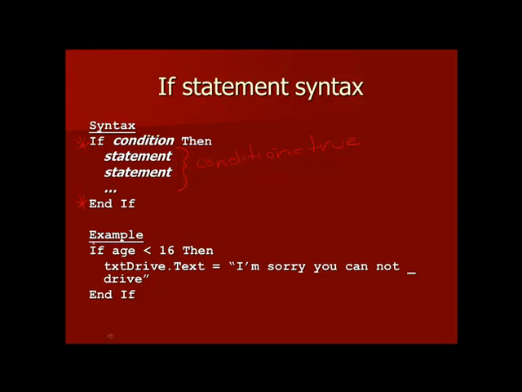There's the keyword if to open up our if statement. Age is less than 16, so it checks to see if the variable age is less than 16. If it is, then it will go right into our statement here, which is txt drive.text is equal to "I'm sorry you cannot drive." Then the if is ended. And again, note, you've got your if there and your end if here.